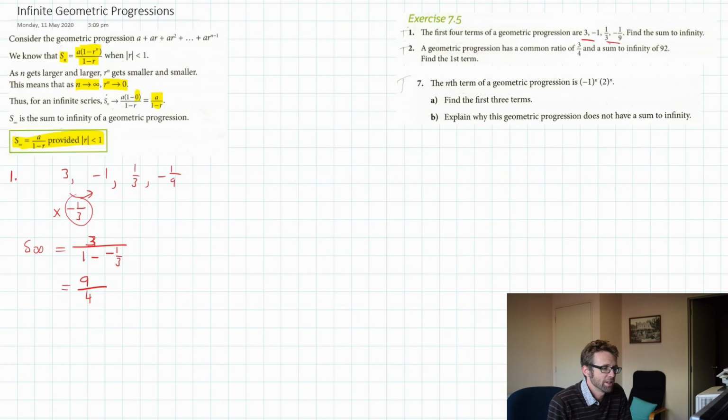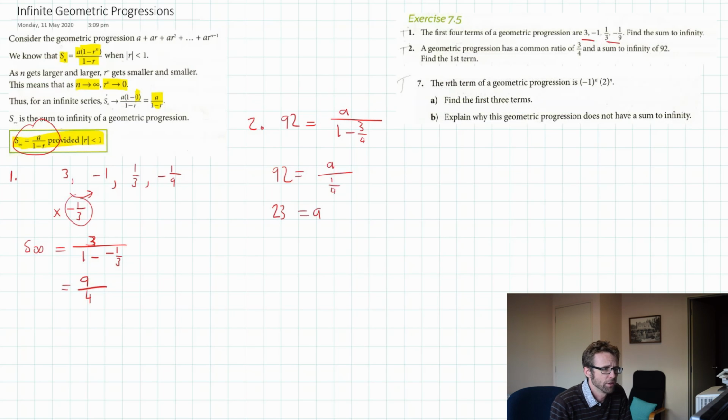Okay, so let's take a look at number 2 now. We know the sum to infinity is 92, and we know the ratio is 3/4. So I can just set up my formula over here and put in what I know. Now I want to find a. 1 take away 3/4 is 1/4. So I've got 92 is equal to a over 1/4. And I multiply both sides by 1/4, which is 46, then 23. Yep, 23. And I will get a is 23.